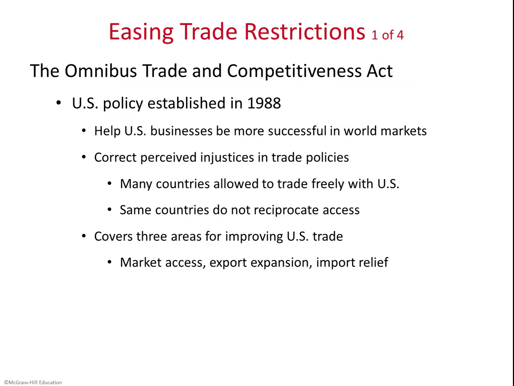Now, let's look at what helps ease trade restrictions. We have the Omnibus Trade and Competitiveness Act, which is a U.S. policy that was established in 1988. It aimed to help U.S. businesses become more successful in world markets and correct perceived injustices in trade policies, as many countries were allowed to trade freely with the U.S., but they did not reciprocate. It covers three main areas for improving U.S. trade: market access, export expansion, and import relief.